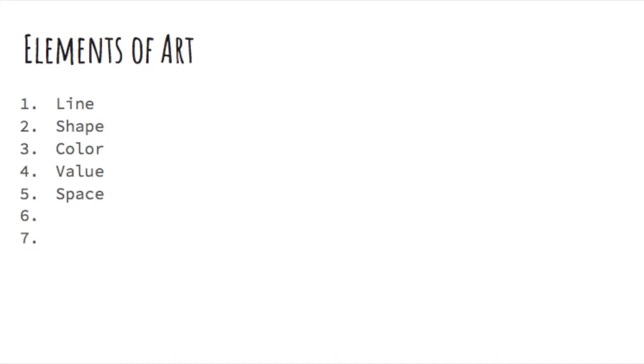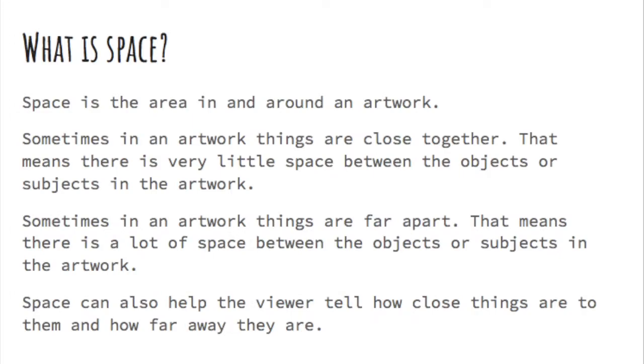It is the next element of art we are going to discuss. So far we've talked about line, shape, color, value, and now space. We only have 2 more left. So what exactly is space? Space is the area in and around an artwork.